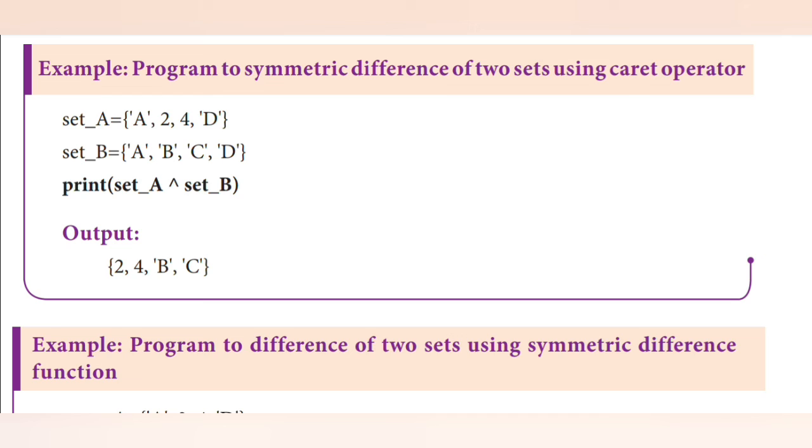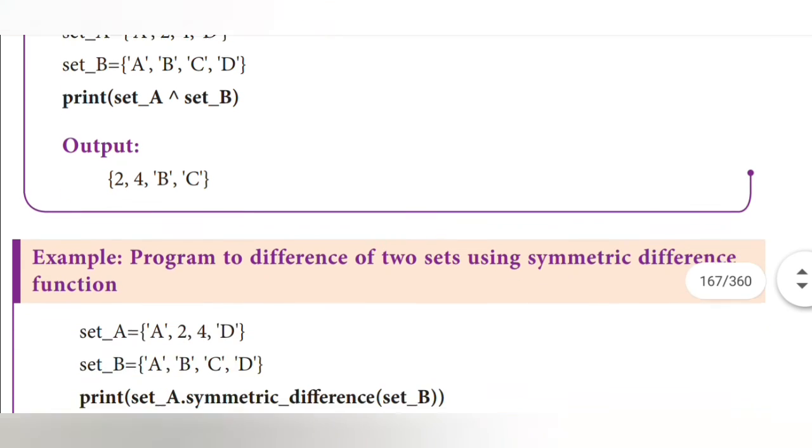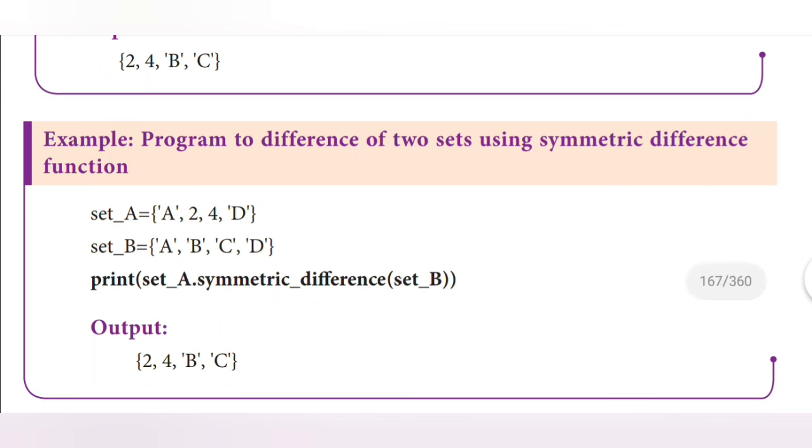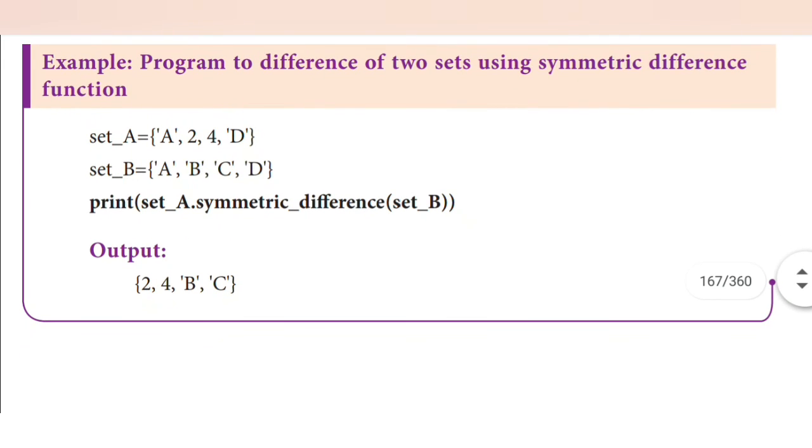What is meant by symmetric difference? It shows all the elements present in set A and set B but not the common elements. The common elements are omitted, and the remaining elements are shown in the output. In the next example, instead of using the caret symbol, we are using the function name symmetric_difference alone. Is it clear?